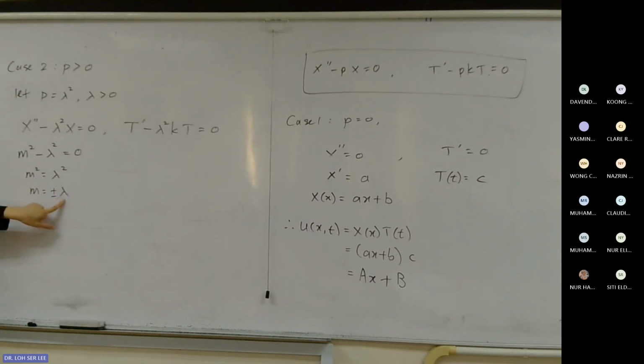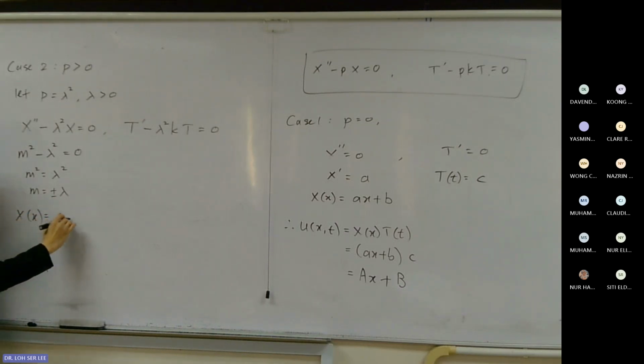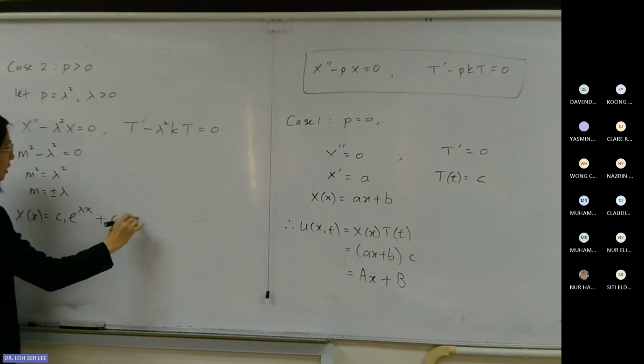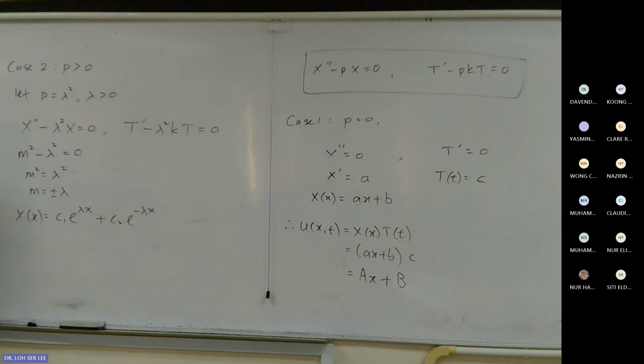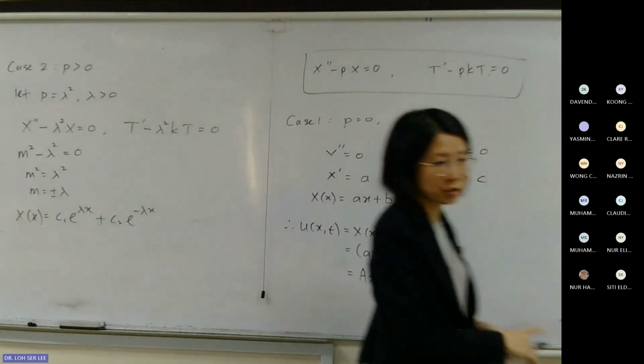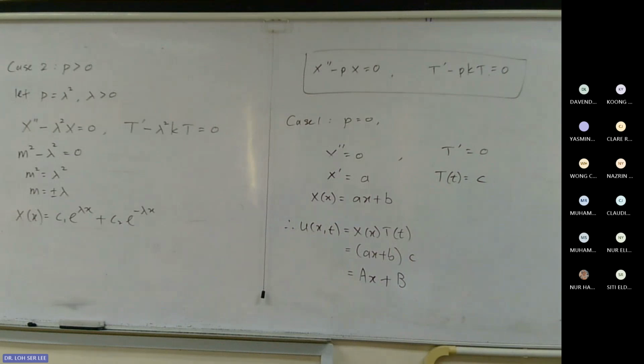This is real and distinct. So your x, what is the solution for the real and distinct roots? You have c1 e to the positive lambda x plus c2 e to the negative lambda x. This is real and distinct. This is not complex conjugate because there is no i.